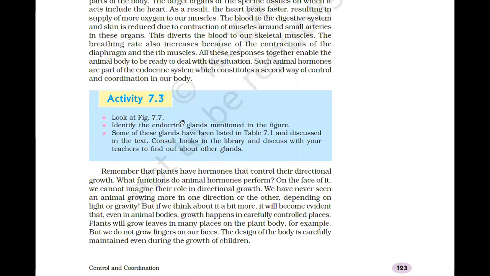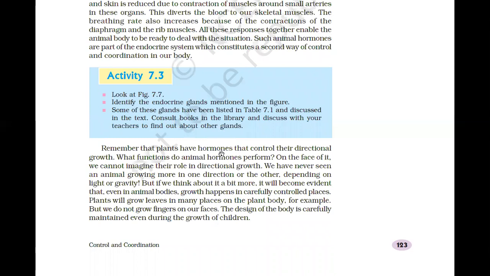Activity 7.3. Look at figure 7.7. Identify the endocrine glands mentioned in the figure. Some of these glands have been listed in table 7.1 and discussed in the text. Consult books in the library and discuss with your teachers to find out more about other glands.